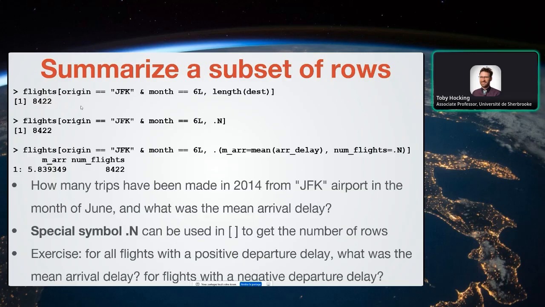So here we see we're using i and j at the same time. The i specifies that we only want to look at origin equals JFK and month equals 6. And then the j that we specify here is length of one of the columns, to compute how many rows we get back. An abbreviated way of doing that is using this .N, which is valid inside of the data.table square brackets. And we can also use this .() syntax to compute multiple columns. So here we just compute a single value. Here we compute a table with 2 columns.